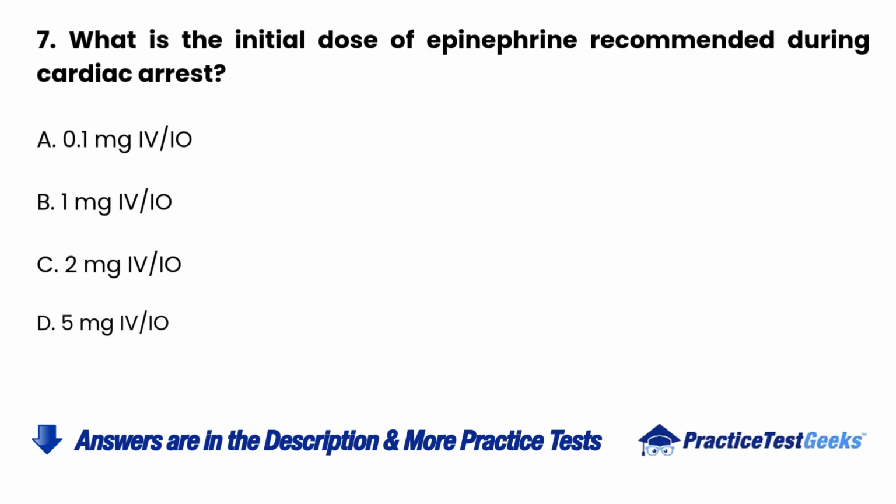7. What is the initial dose of epinephrine recommended during cardiac arrest? A. 0.1 mg intravenous or intraosseous. B. 1 mg intravenous or intraosseous. C. 2 mg intravenous or intraosseous. D. 5 mg intravenous or intraosseous.